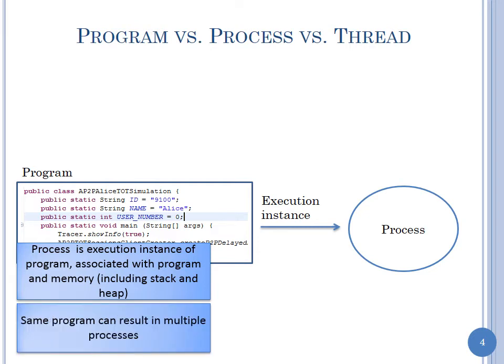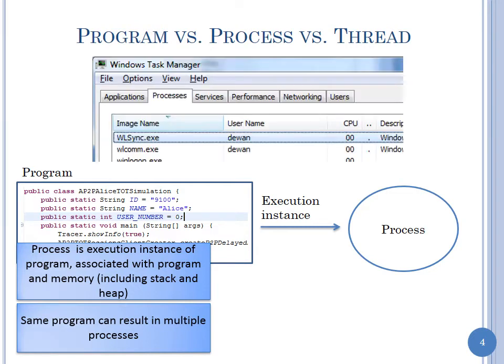And the same program can result in multiple processes. So I can have 3 different PowerPoints open, which I had a few minutes ago. I can have 3 different Word documents open. They're all running the same program, but they're all different processes. If you do Control-Alt-Delete on Windows, you'll see the processes there. And when you're doing this program, you'll see a lot of execution instances of Java, because you'll be running different Java programs, all doing different things.